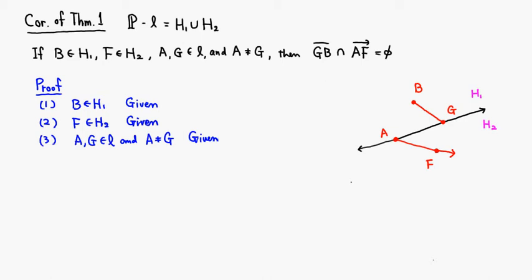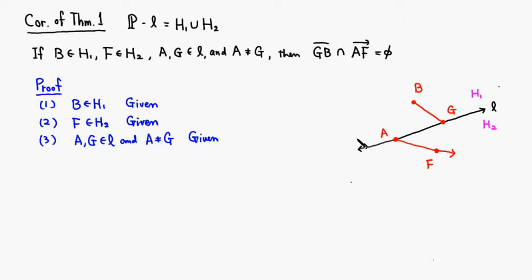Alright, let's look at the corollary of theorem number 1. Again, we have two half planes, H1 and H2, determined by line L. If point B is in H1, it's on one side of the line L. L is this line right here. And F is on the other side, in half plane H2.